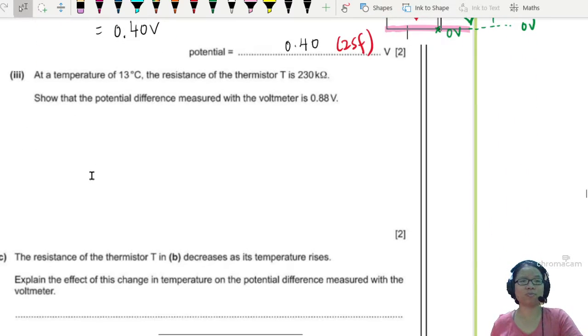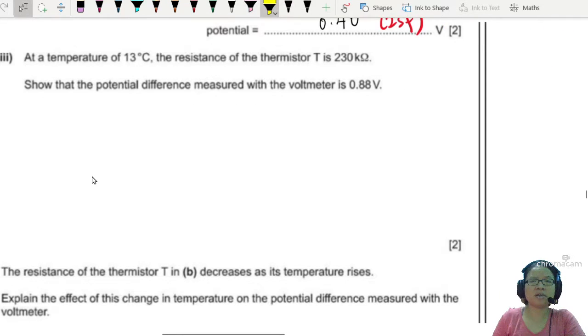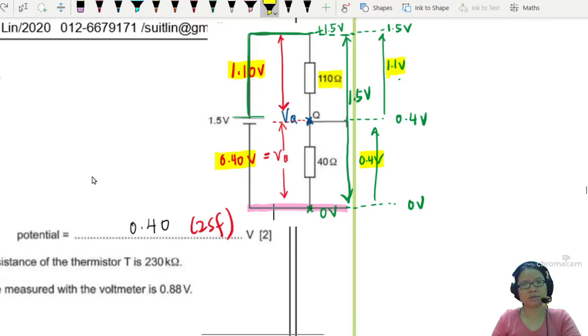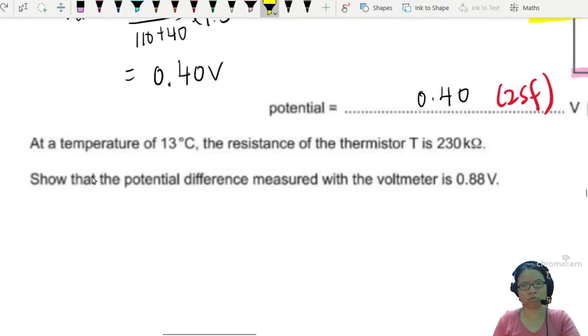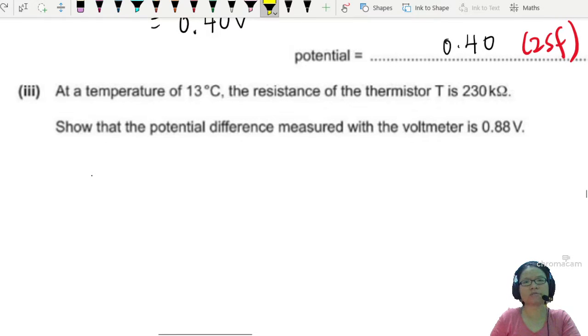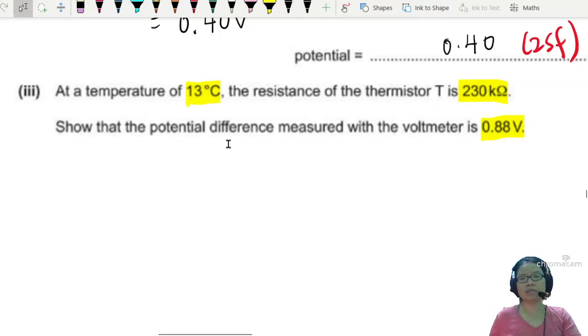Alright, let's move on to part 3. At temperature 13 degrees Celsius, the thermistor is 230 kilo ohm. Show that the potential difference measured by the voltmeter is 0.88 volt. Chinese New Year number, very nice. So we want the voltmeter reading to be 0.88 volt.